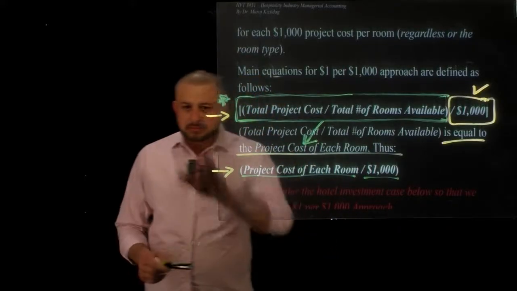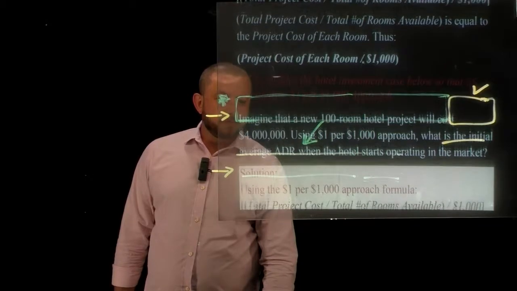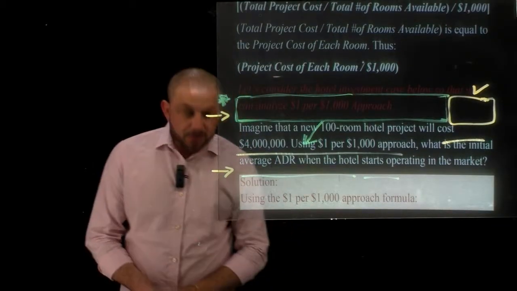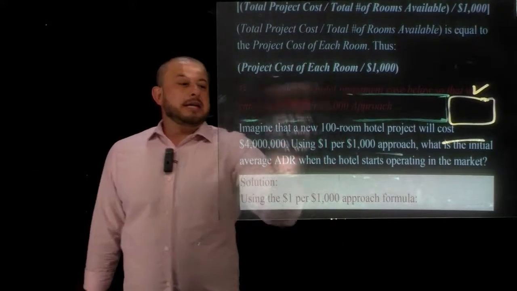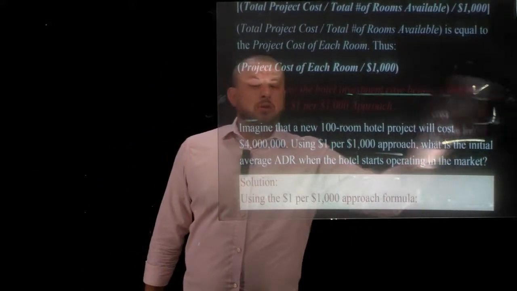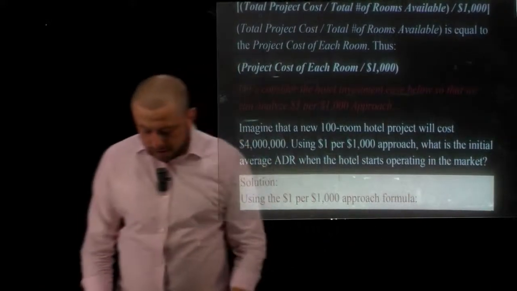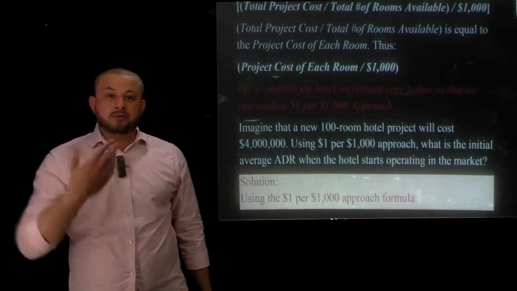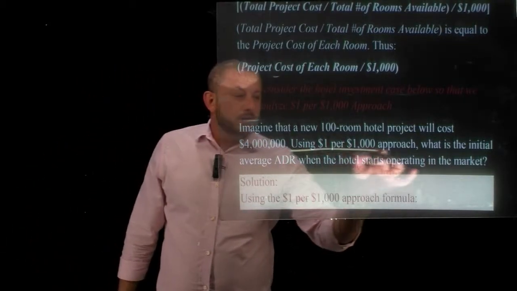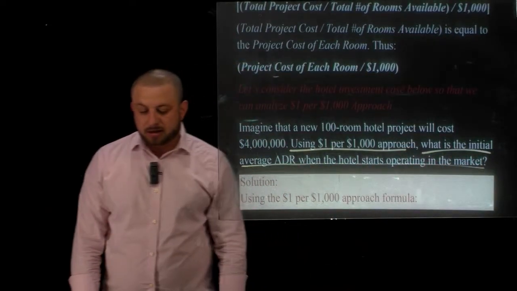Take a look at this hotel investment example, and hopefully everything will be clear. Let me just erase this again. Imagine that a new 100-room hotel project will cost $4 million. There's a $4 million hotel project and you would like to know how much you should charge for ADR. Using a dollar per thousand approach, what is the initial average ADR when the hotel starts operating in the market?